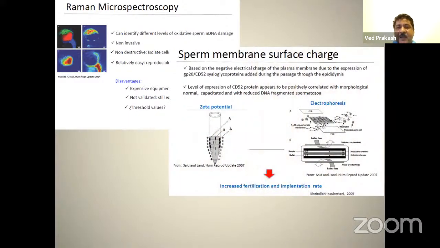And one more technique is sperm membrane surface charge. It is based on the negative electric charge of the plasma membrane due to the expression of GP20/CD52 added during the passage through the epididymis. The level of expression of CD52 protein appears to be positively correlated with morphologically normal, capacitated spermatozoa with reduced DNA fragmentation.